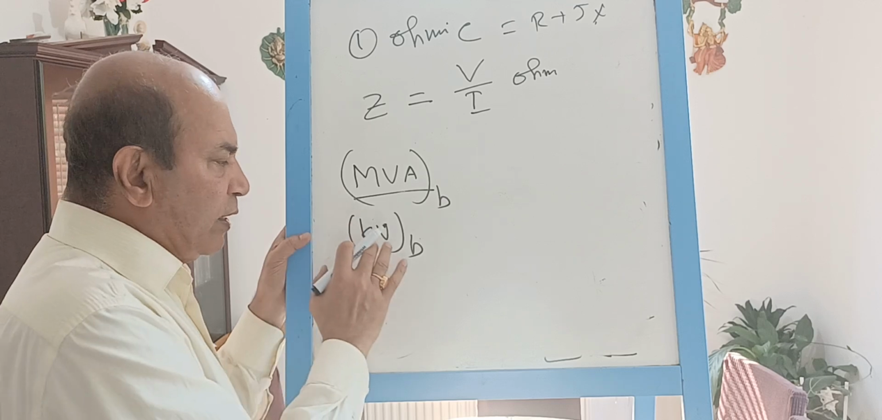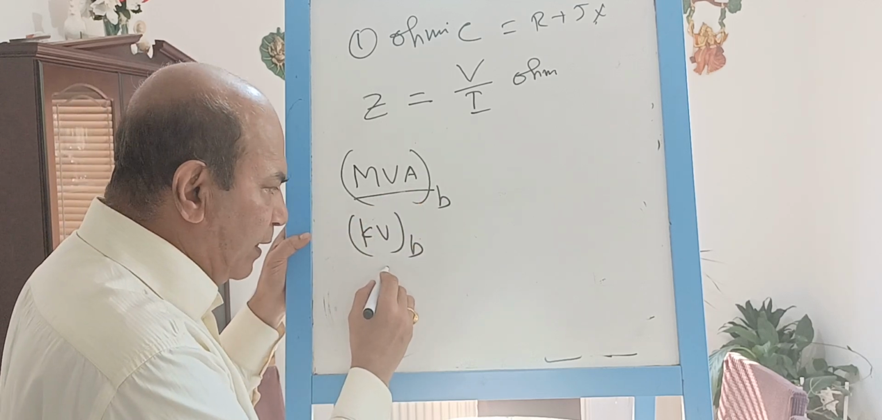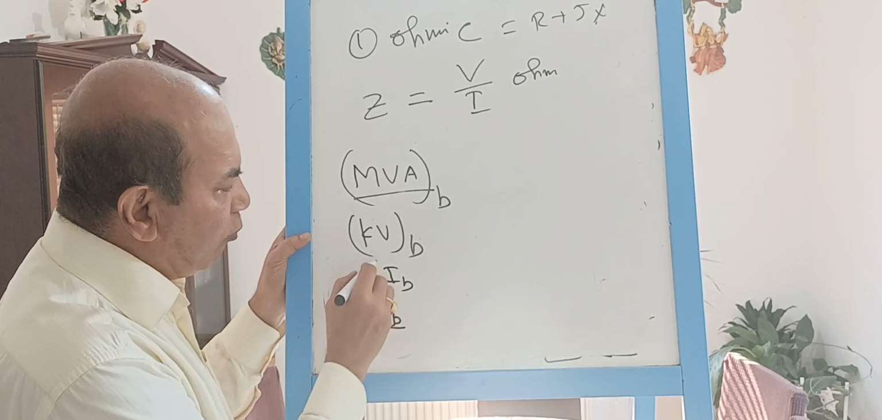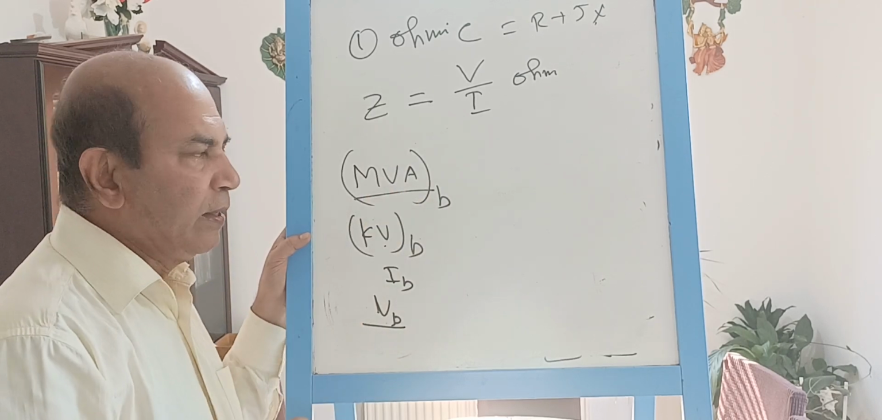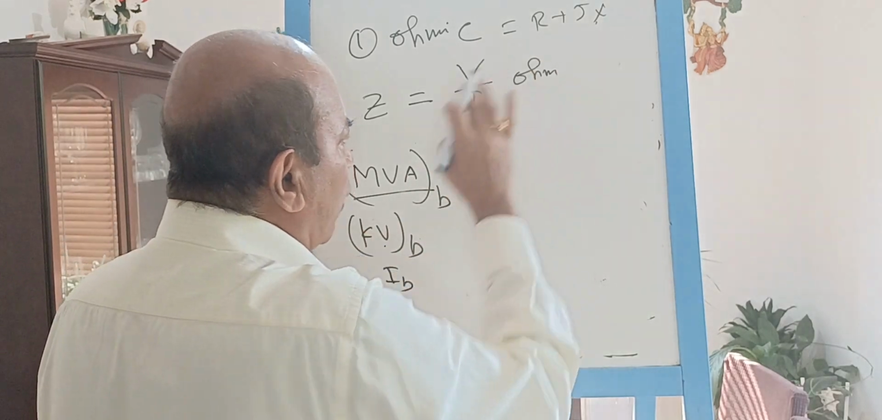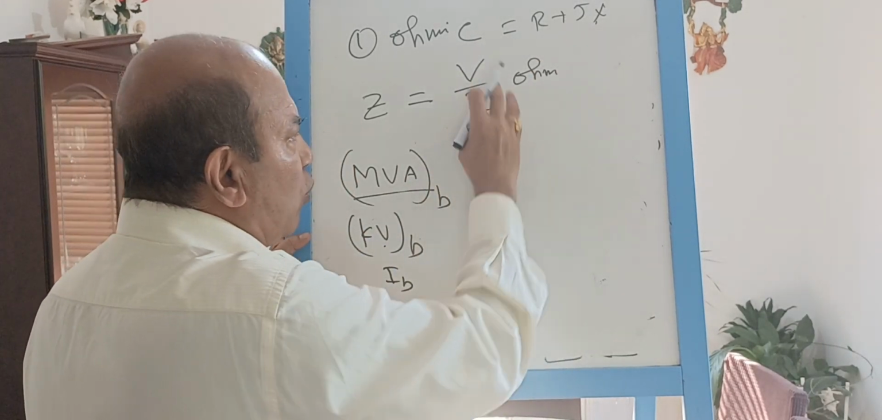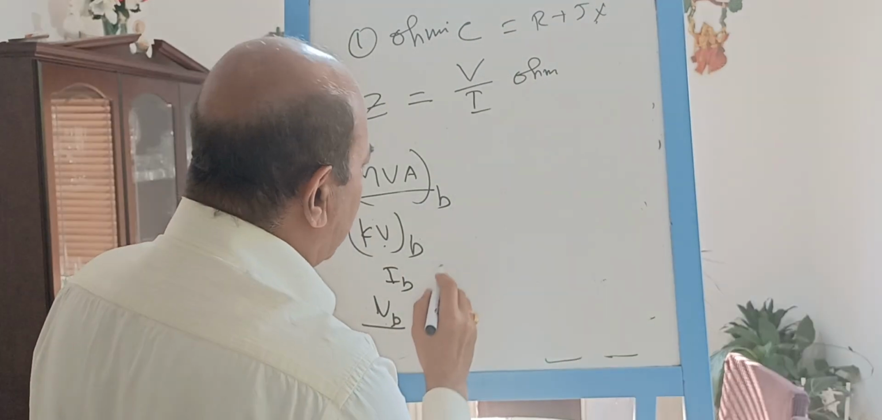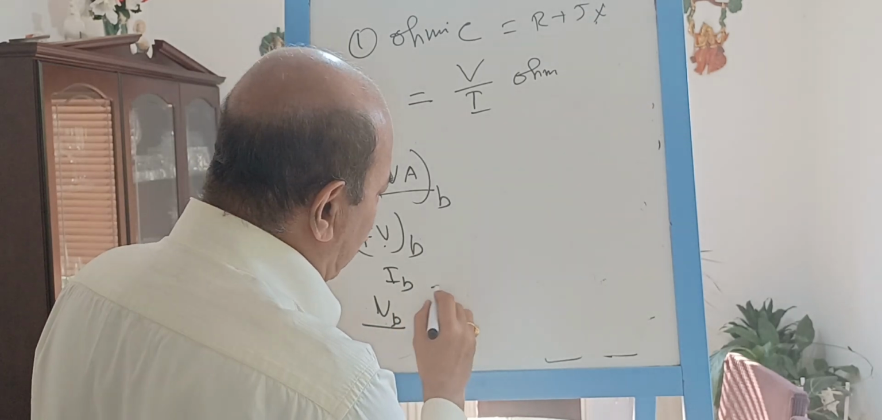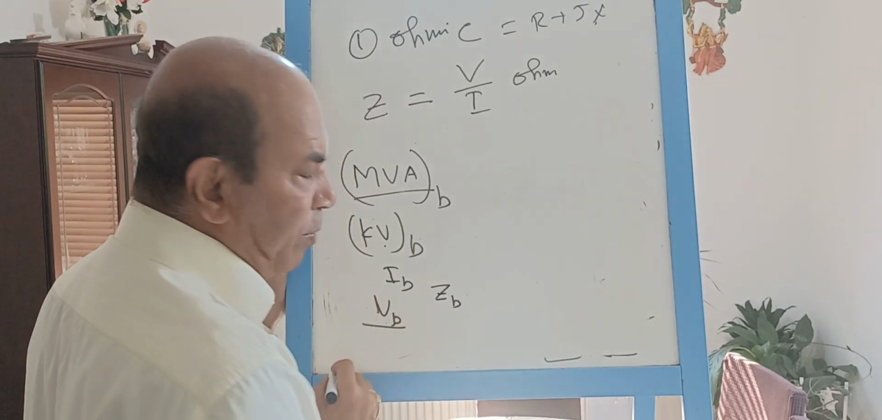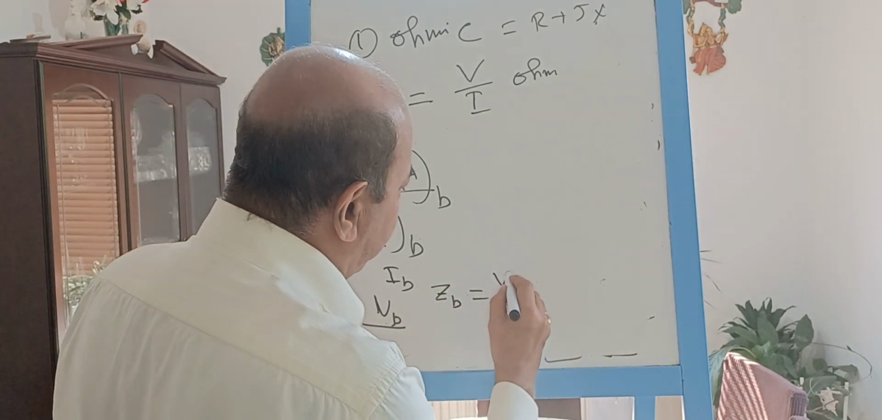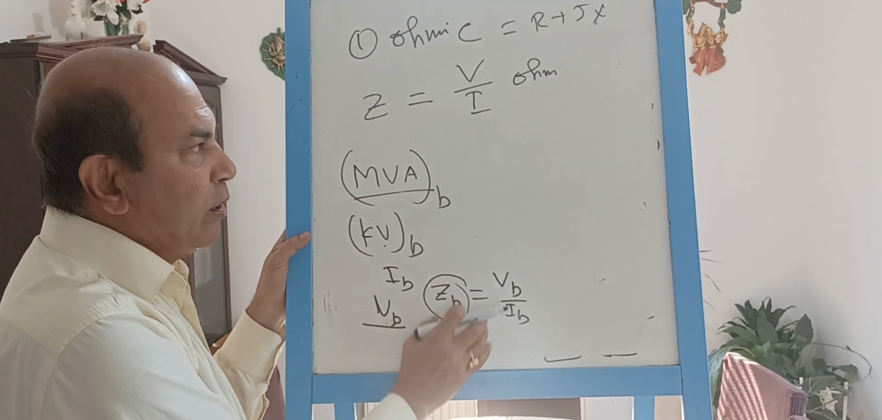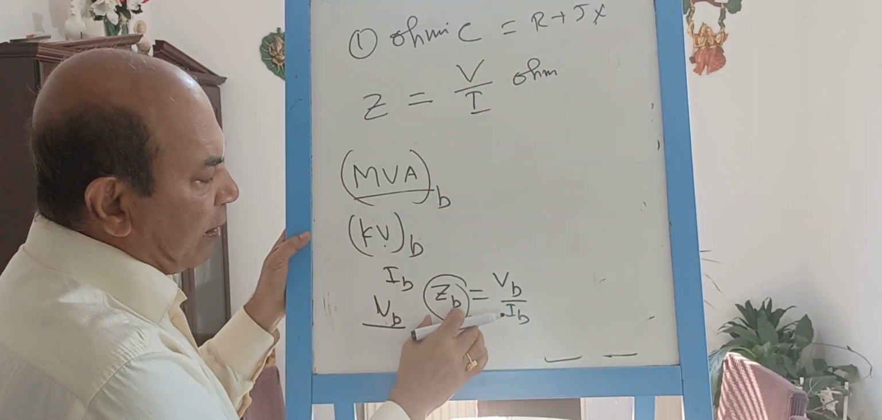That means when you consider base kV and base MVA, there is a base current, I base, and a base voltage. These are the three parameters. So when we consider this ohmic value, we need to convert it to the per unit system. Then what do I have to do? I have to divide this ohmic value by the base ohmic value. If I call the base impedance ZB, then Z base equals V base by I base. That is the simple formula for the base impedance. So I have to calculate this ohmic value with respect to the base impedance.